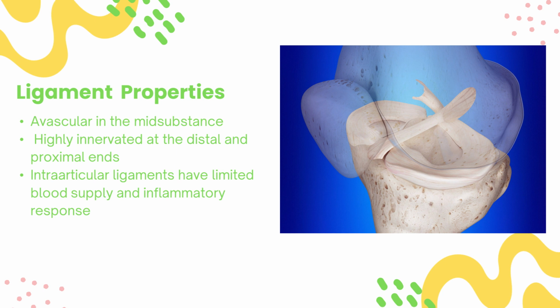The ligaments within the joint, the intra-articular ligaments, do not get blood supply, therefore do not have a good prognosis of healing. That's why they typically need surgeries to be done to heal those ligaments and reattach them. The extra-articular ligaments, though, the ligaments outside of the joint, do get a lot of blood supply on the distal and the proximal ends of the ligament, and that allows for better healing through the tissues.